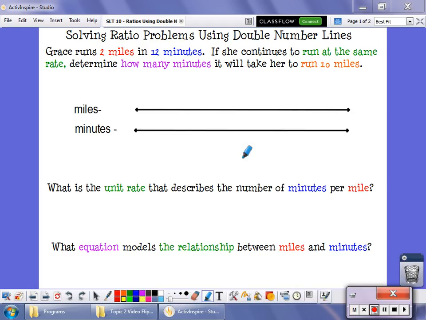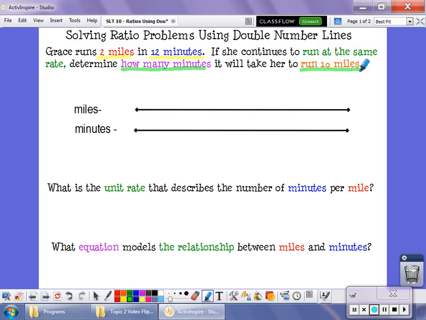We can use double number lines to solve ratio problems. Grace runs 2 miles in 12 minutes. If she continues to run at the same rate, how many minutes will it take her to run 10 miles?